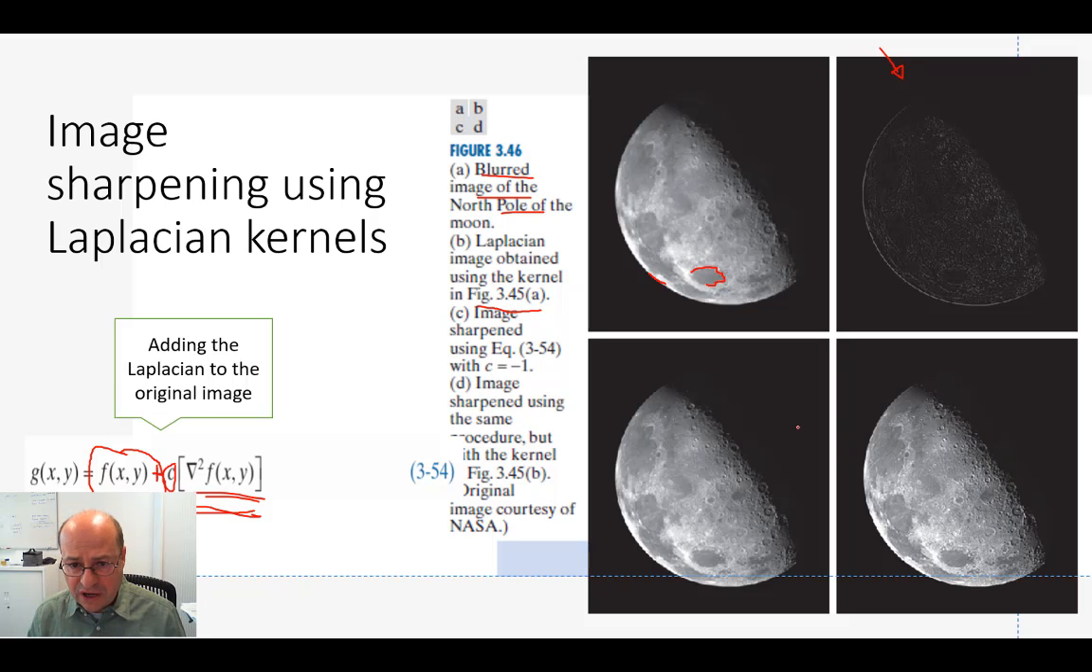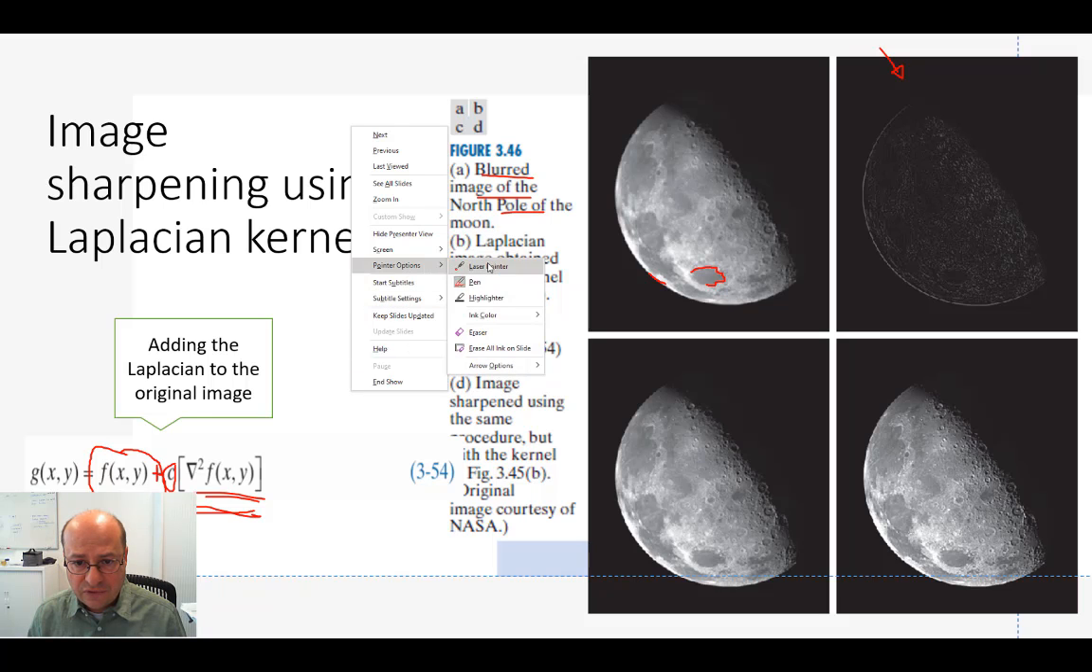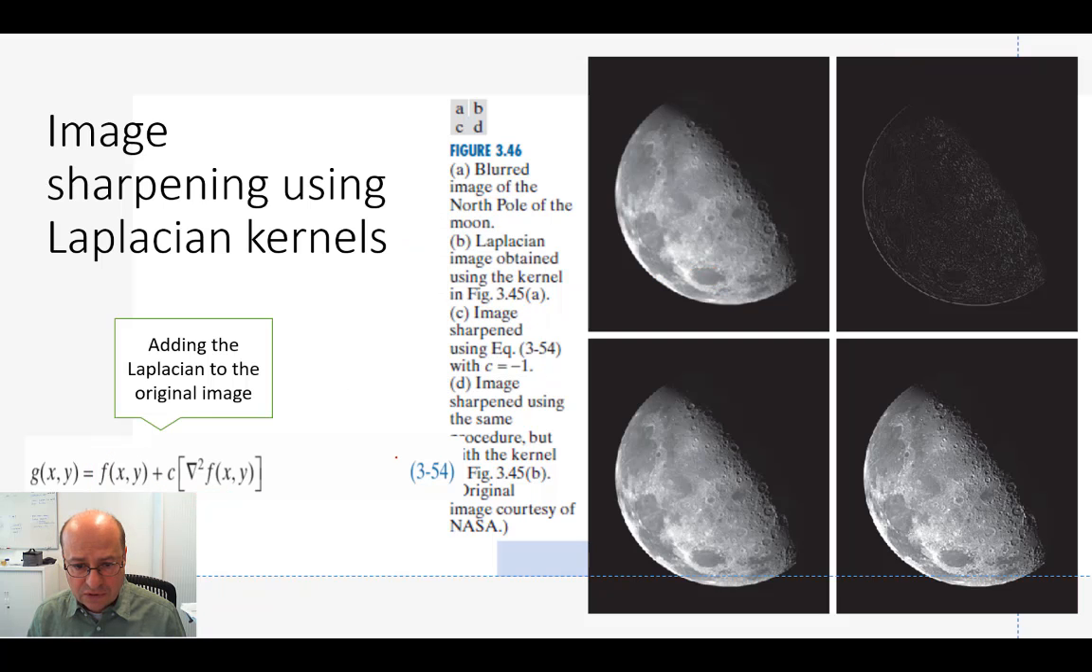Now, by adding the edge, let me get rid of these markings. By adding this Laplacian here to the blurred image here, I end up with this very nice, sharpened image of the moon. If you look closely, you're going to see that the edges here are quite well pronounced, and I can see much better. It's a much better view of the craters, of the moon craters.